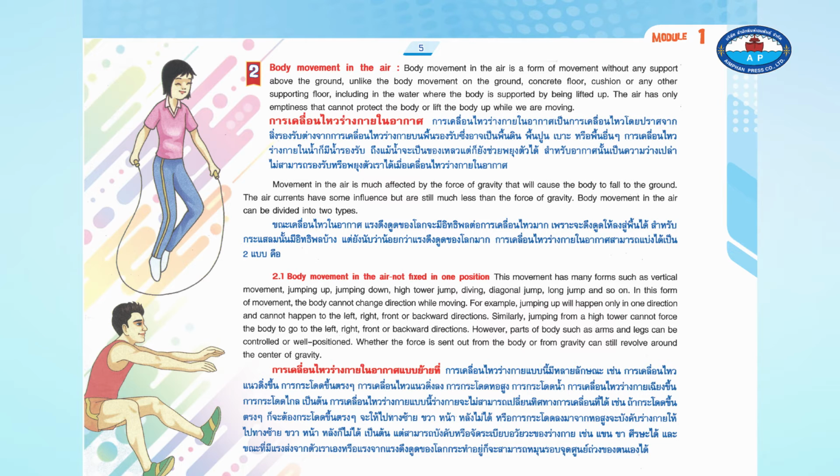In this form of movement, the body cannot change direction while moving. For example, jumping up will happen only in one direction and cannot happen to the left, right, front, or backward directions. Similarly, jumping from a high tower cannot force the body to go to the left, right, front, or backward directions. However, parts of the body, such as arms and legs, can be controlled or well positioned. Whether the force is sent out from the body or from gravity can still revolve around the center of gravity.